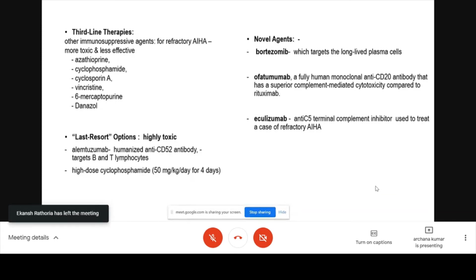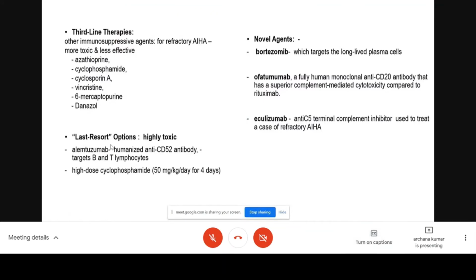The third line therapies are other immunosuppressive agents for refractory autoimmune hemolytic anemia. They are more toxic and less effective, and there's a big list: azathioprine, cyclophosphamide, cyclosporin A, vincristine, 6-MP, and danazol. The last resort is alemtuzumab, which is a humanized anti-CD52 antibody and targets B and T lymphocytes, and high-dose cyclophosphamide, 50 milligram per kg per day for 4 days. But these are quite highly toxic, so therefore they are called last resort options.